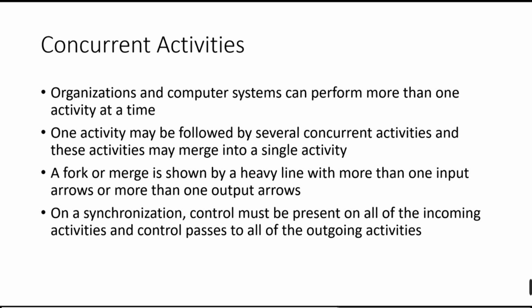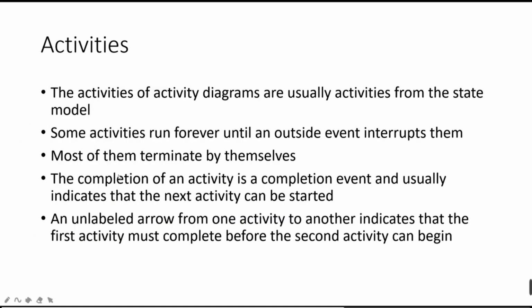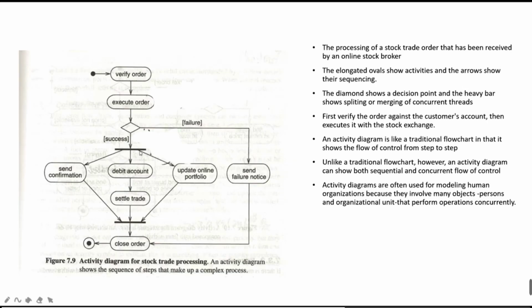It means that one activity may be followed by several concurrent activities, and these activities may merge into a single activity. A fork or merge is shown by a heavy line with more than one input arrow or more than one output arrow. This is a split, this is a merge. This means concurrent activities.